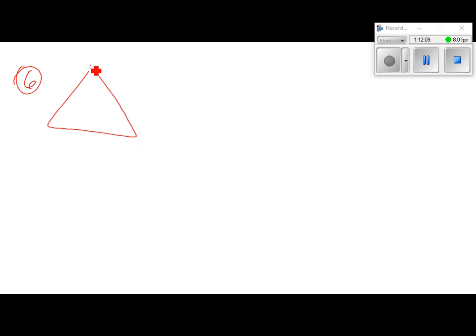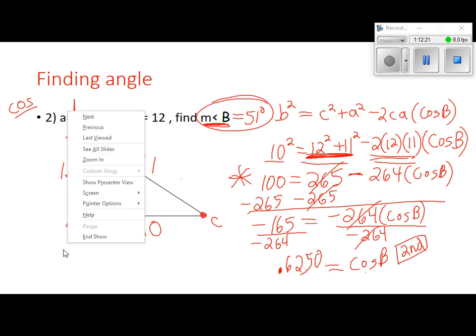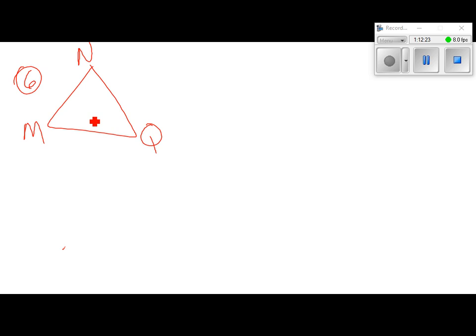What are our letters this time? M, N, and Q. Somebody tell me the numbers. The little m is 24. Little n is 28, and that goes at the bottom. Little q is 34. And we're trying to find the measure of angle big M.